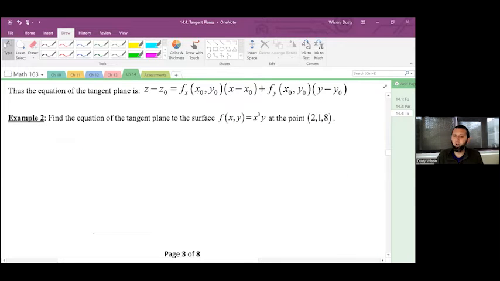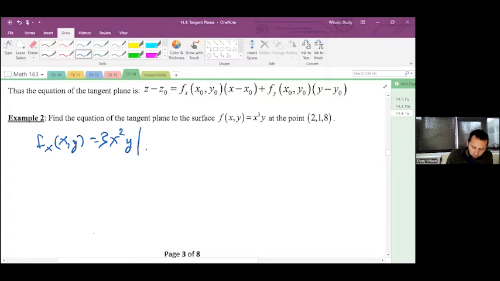Example 2. Find the equation of the tangent plane, called a tangent plane around here. Find the equation of the tangent plane to the surface f of xy equals x cubed y at the point 2, 1, 8. So to do this, we need to find fx of xy, which will be 3x squared y. And then we're going to evaluate this at 2, 1, which would be 3 times 4 times 1, 12. And we also find the partial derivative with respect to y of xy.